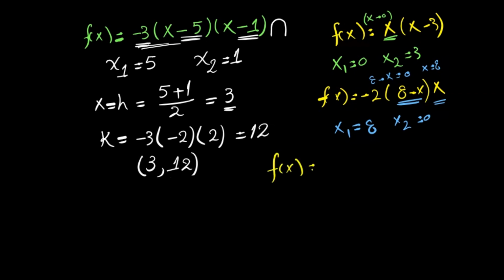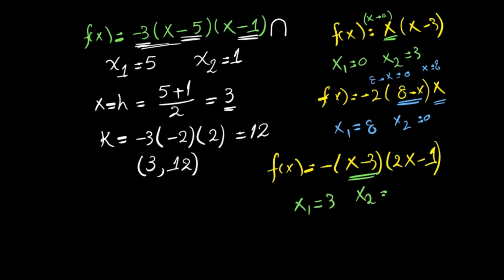Another one. f(x) = -(x - 3)(2x - 1). I will write x1 equals 3. For x2, I have to put 2x minus 1 equals 0, that means 2x equals 1, x equals 1/2. This is x2, it has to be 1/2. Okay?